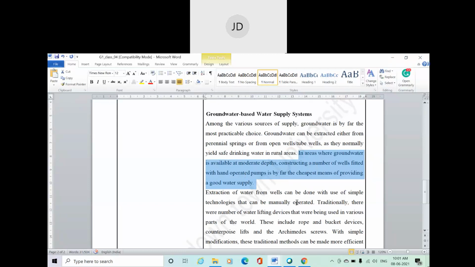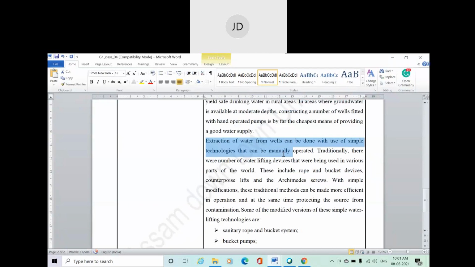Extracting water from a well can be done with simple technologies that can be manually operated. Traditionally, there are a number of water lifting devices that were used in various parts of the world. This includes the rope and bucket device, the counterpoise lift, and the Archimedes screw. I'll show you some images of how groundwater collecting techniques evolved in history. Let's go to the rope and bucket system first.